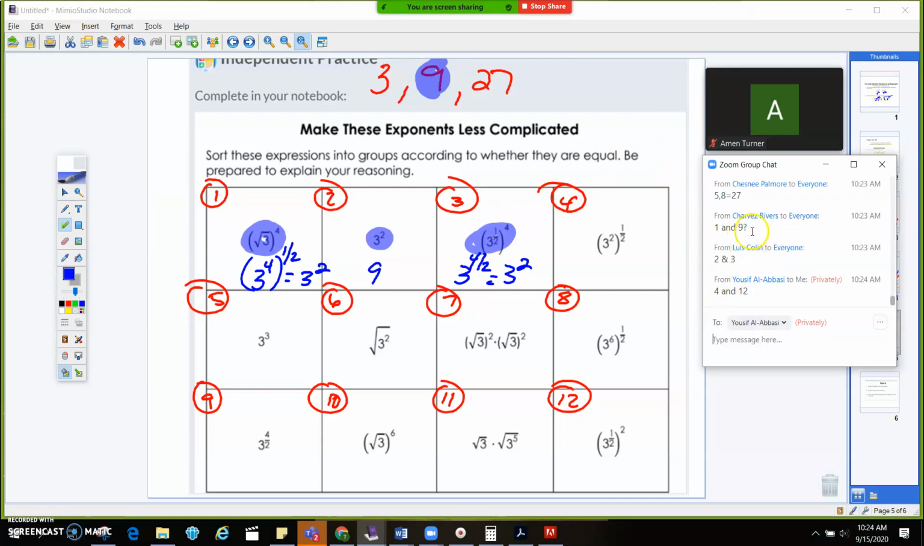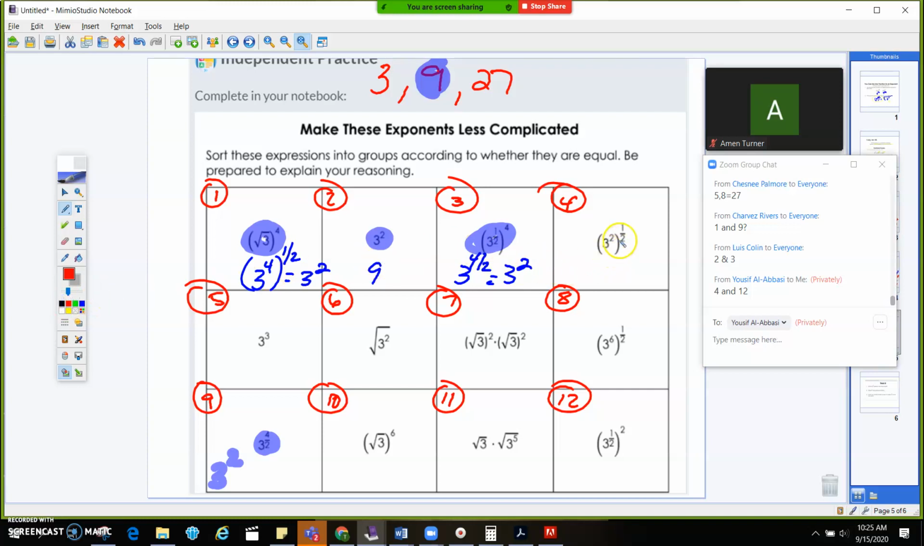Okay, so somebody said 1 and 9. Okay, so let's look at 1 and 9. So if we have 3 to the 4 divided by 2, that can be simplified down to 3 squared, which is the same thing as 1, which is right. We've also got, somebody said 4 and 12. Okay, so let's work on that.